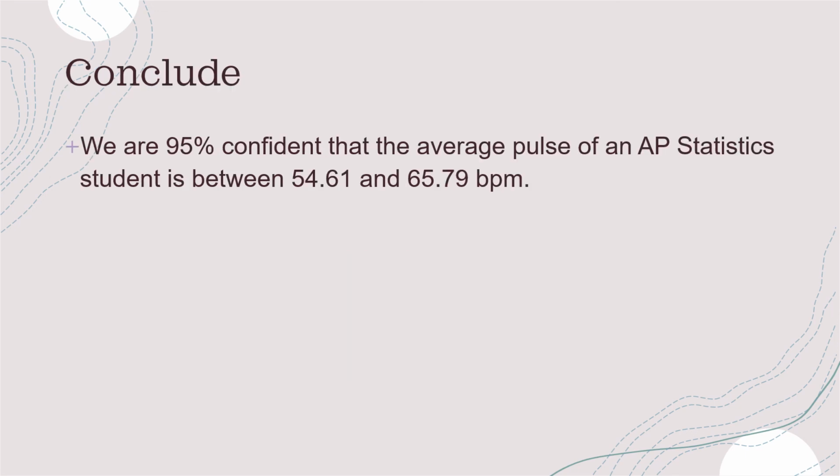And last but not least, we conclude and interpret it. So we have 95% confidence that the average pulse of AP statistics students, okay, again, you mention the level, you mention what the context of the problem was, is between, and then your 2 bounds. And that's what we have. All right. And that's it for this one.